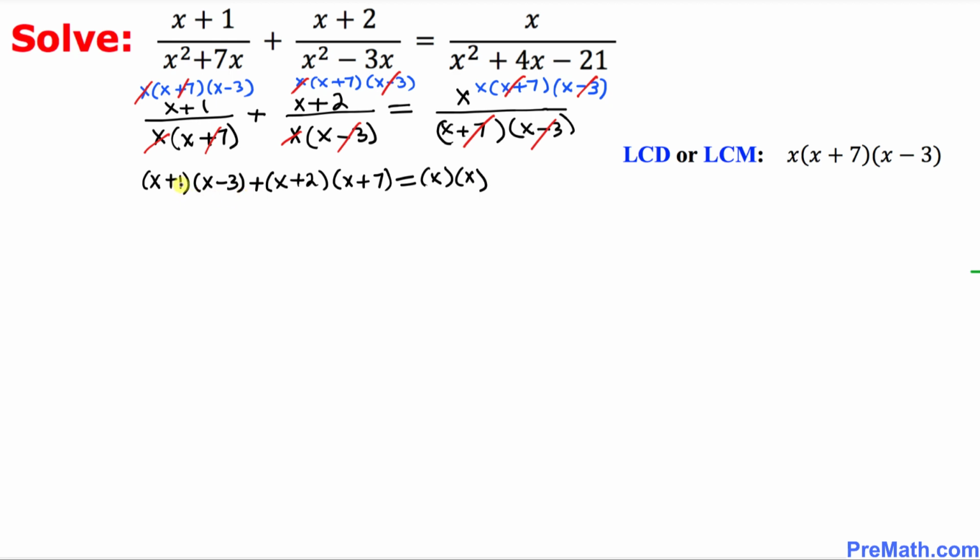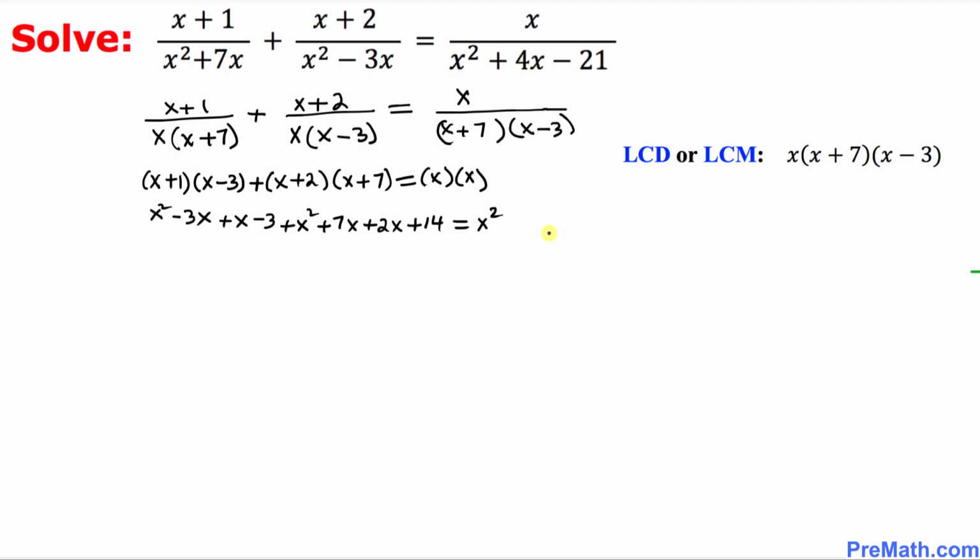Now we are going to multiply these two parentheses, and we're going to use the FOIL method. So x times x is going to be x squared, minus 3x. Likewise, we're going to multiply the other way around, which gives us 1x minus 3. Likewise, we are going to use the FOIL method over here as well. That's going to give us plus x squared plus 7x plus 2x plus 14 equals x times x, which is going to give us x squared.